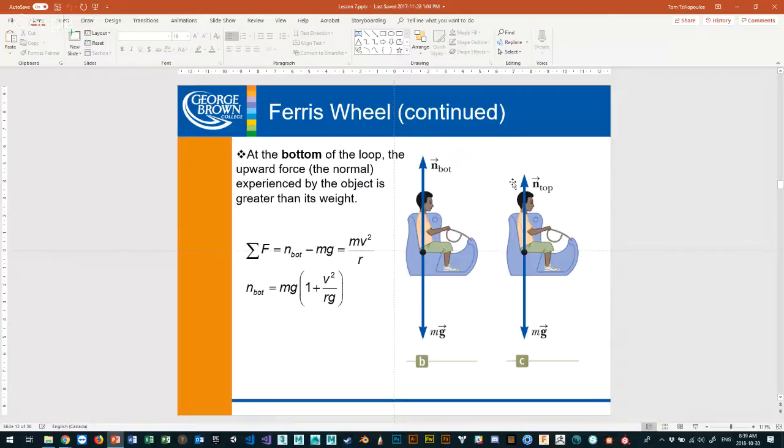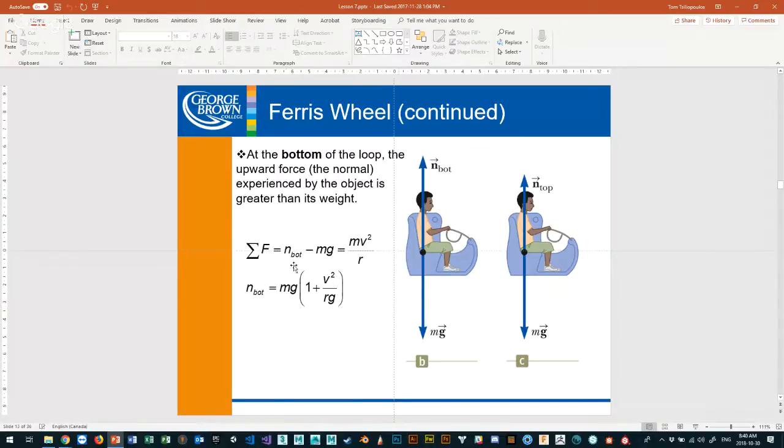So from that perspective, we can say that the sum of all forces at the bottom, as an example, the normal force minus mass times gravity is equal to mv squared over r. If we want to find the normal force at the bottom, it is equal to mg, and when we simplify, times 1 plus v squared over rg. So this is a great formula to use if you want to find the normal force at the bottom of the Ferris wheel, okay? How do we figure that out?